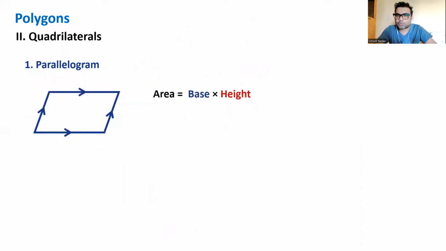Now, one more thing, the area of the parallelogram: base into height. So this is the base, draw a perpendicular h, so b into h. You can also take the base as this one, a, and then the height on that. Or you can do it like this also, ab sine theta.